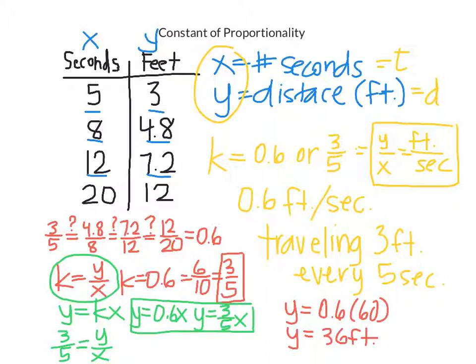You could also turn it around and find out how many seconds it would take for it to go, say, 48 feet. So 48 feet equals 0.6x, divide both sides by 0.6, and that would be 80 seconds. I'm running out of room here.